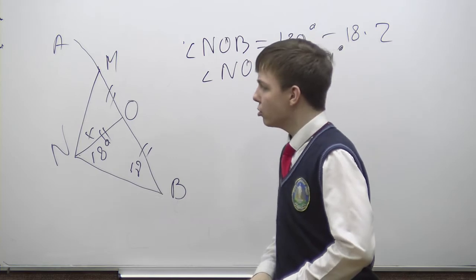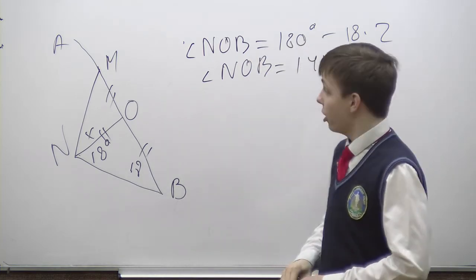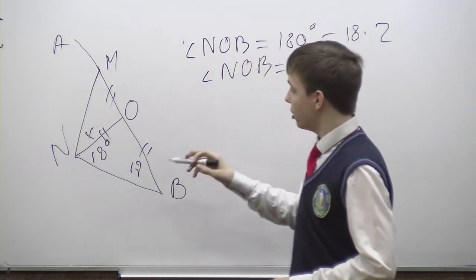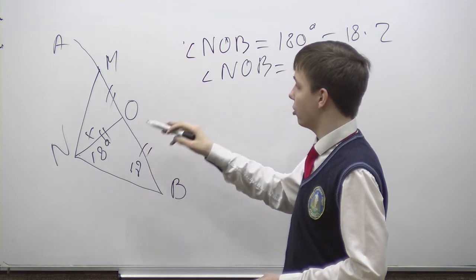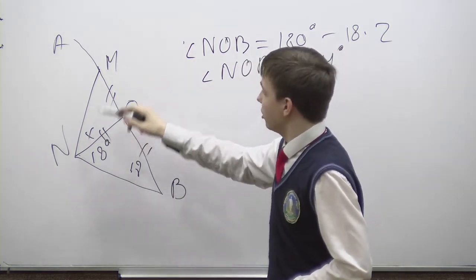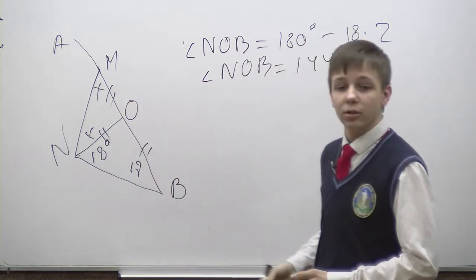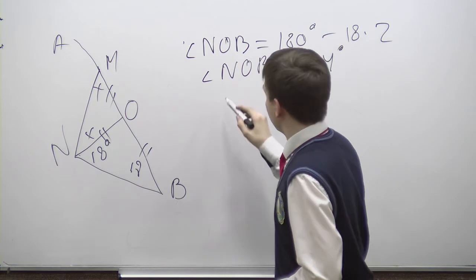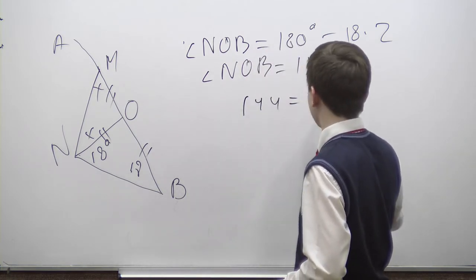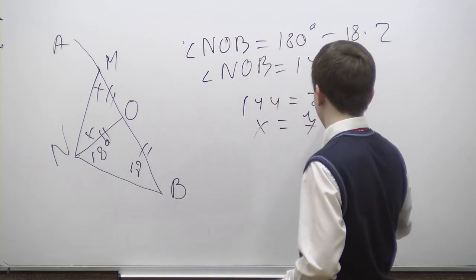Then we can use that angle NOB is an exterior angle of triangle NMO. And then we can use that triangle NOM is isosceles, so angle NMO is also equal to x. From that we can make an equation. So 144 equals 2x, so x equals 72 degrees.